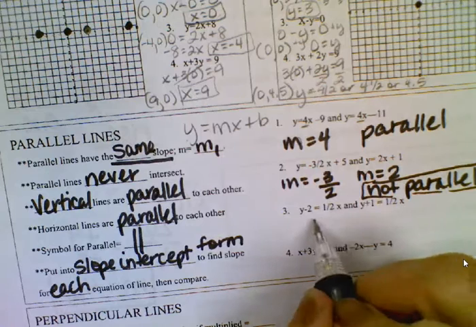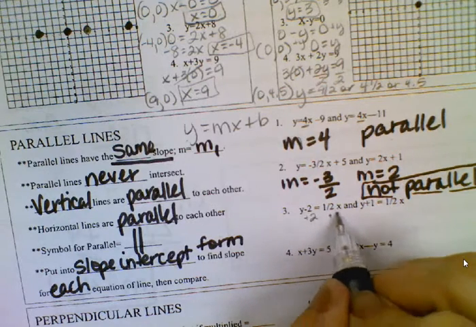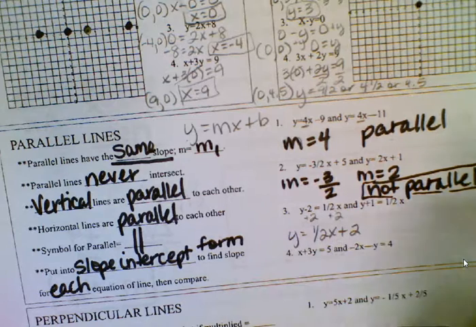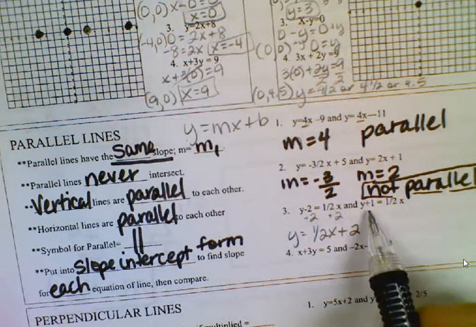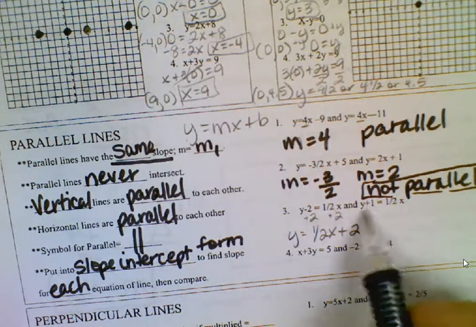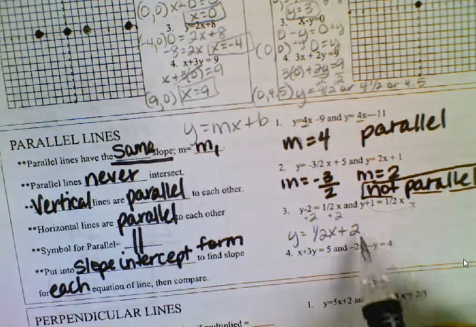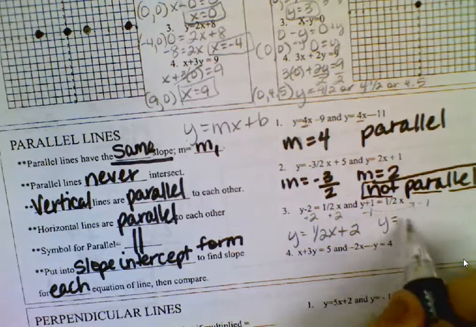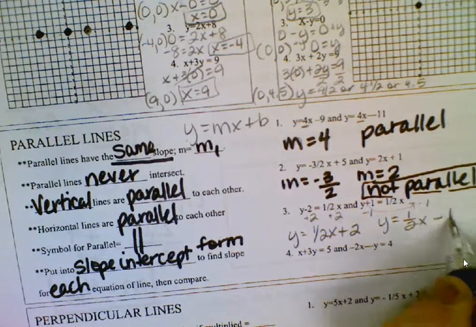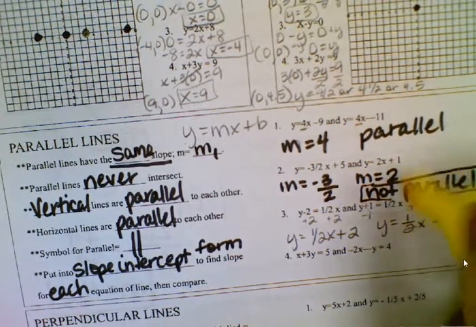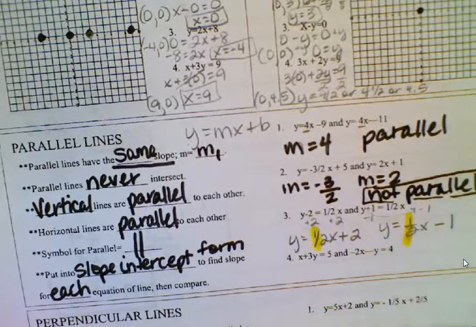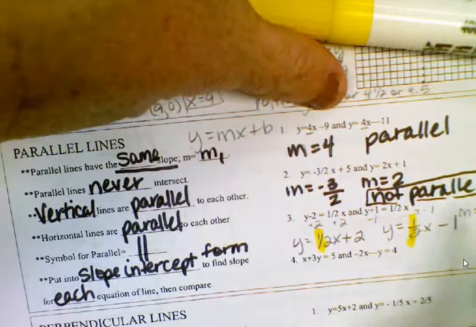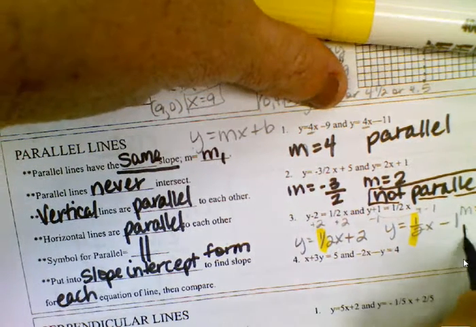In order to do that, I'm going to need to add 2 to both sides. So y equals 1/2 x plus 2. For this one, that 1 is in the wrong place. I need to move him over here. So the opposite of 1 is -1. So this equation would be y equals 1/2 x minus 1. They do have the same slope at 1/2. m equals 1/2. And so they are parallel lines.